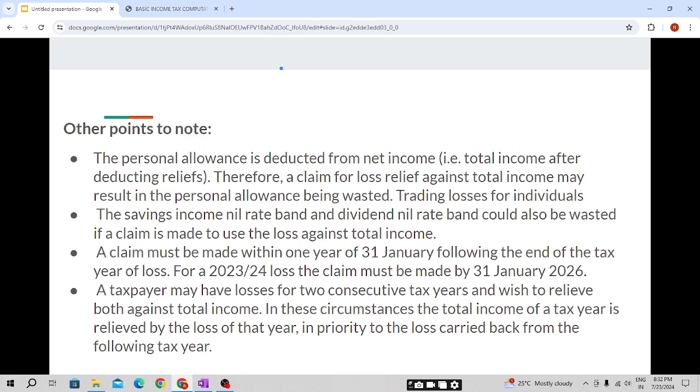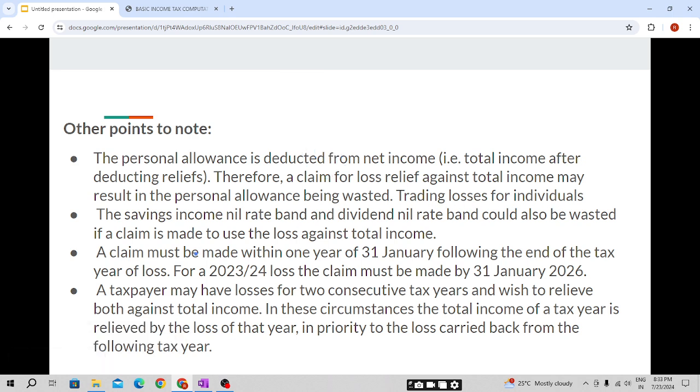Students, please do remember the format. Total income less relief will give rise to net income, and from net income we will deduct our PA. If we claim the relief such that our net income is 0, then our PA will get wasted. In this case, partial claim is not allowed. If a partial claim were allowed, then we could save the PA, but it is not allowed by HMRC.